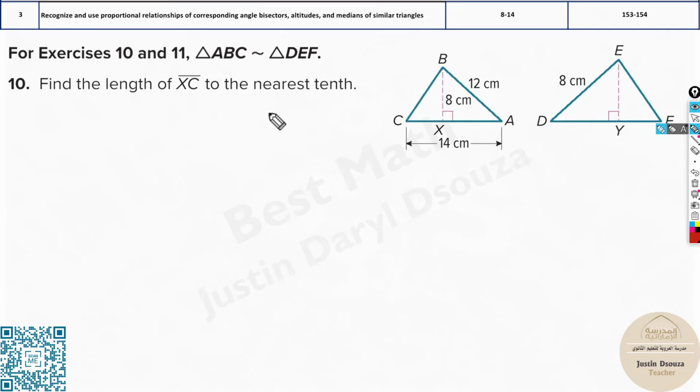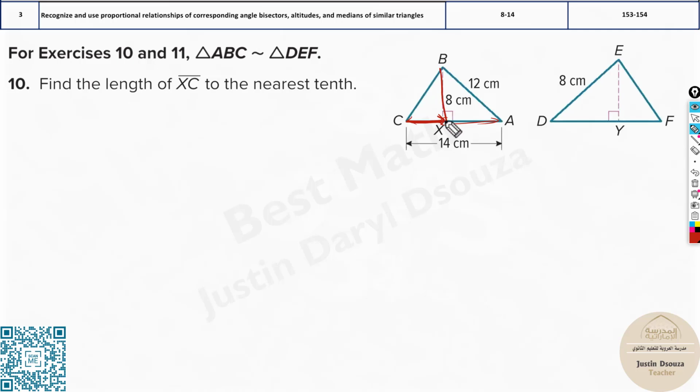Now similar type, now they have told these both triangles are similar. ABC is similar to DEF. Now we need to find the length of XC. Which is XC? This is it. So how can we solve it? First of all, we know the total length AC as 14. So if we just find the remaining side, we can easily find one of the side.